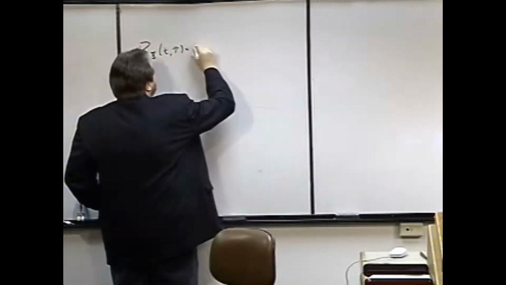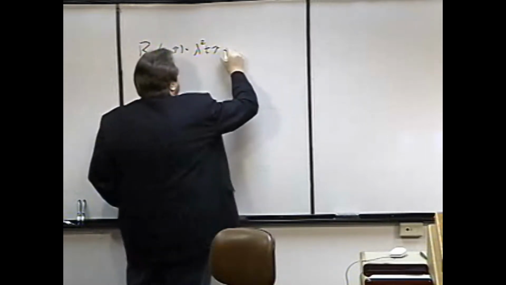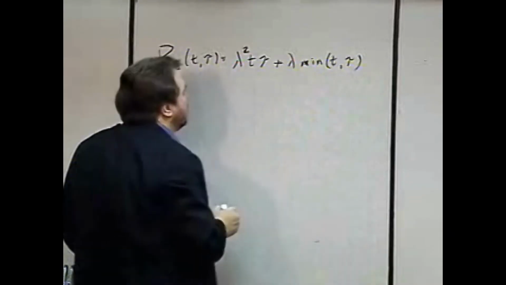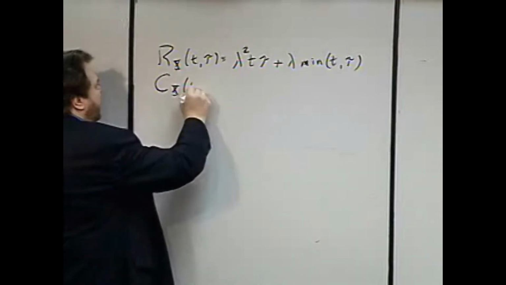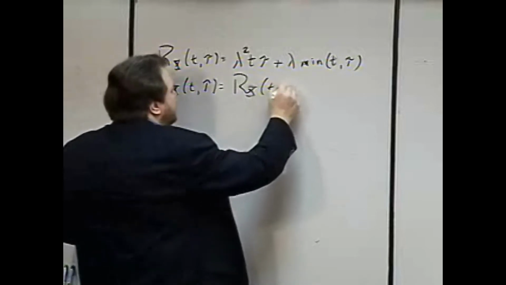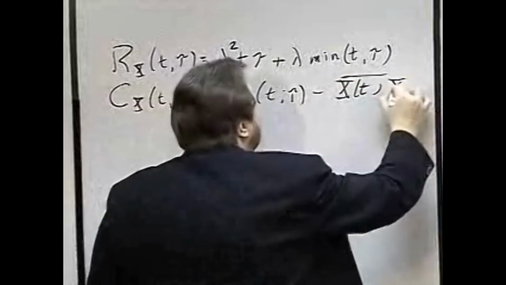Okay, we showed that the autocorrelation for the Poisson counting process was equal to this relationship. And of course, the autocovariance in general can be written as the autocorrelation minus the expected values.